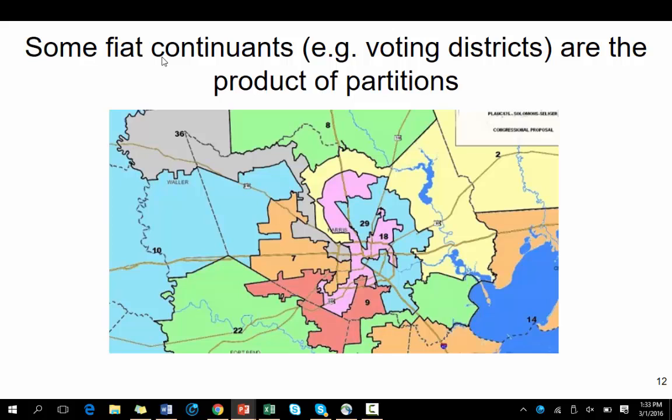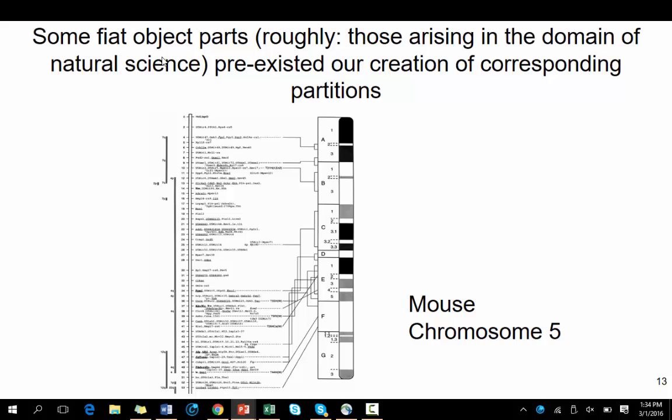Now, there are Fiat parts which are not object parts, they are surface parts. So there are two-dimensional Fiat parts. Examples would be geospatial regions, so voting districts in, is that Louisiana? Anyone? That looks like New Orleans to me because it's full of water. So that is Louisiana voting districts. They're all Fiat parts of a surface on the planet.